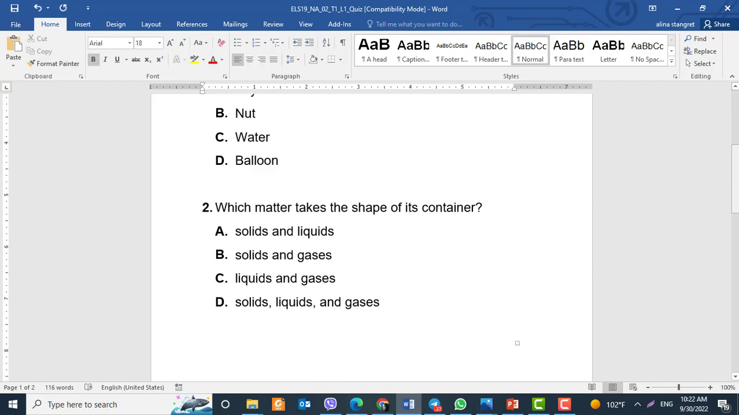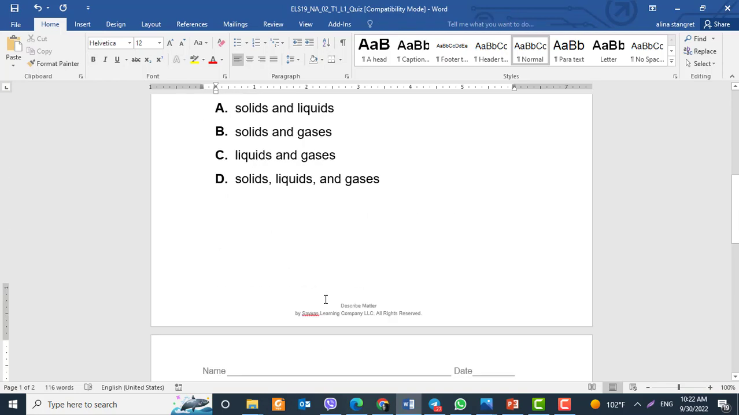Next question. Which matter takes the shape of its container? It happens only with two types of matter, liquids and gases. We can see it when we pour water in different containers, in bottles, in cups, or when we blow balloons, long ones or round ones. So the right variant is liquids and gases, C.